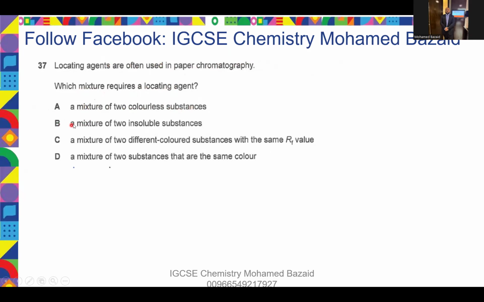But please, letter B is not correct. Why? A mixture of two insoluble substances? No. Locating agent, it doesn't care about insoluble. A locating agent is used for colorless substances. A mixture of two different colors? No. A mixture of two substances that are the same color? No. If there is a color, no need to use a locating agent. Using a locating agent means you have a colorless substance, which is letter A.